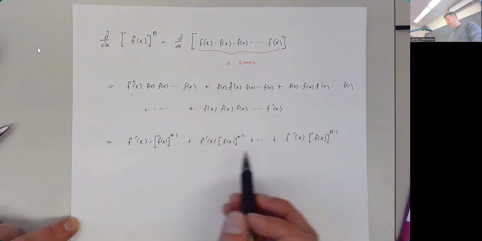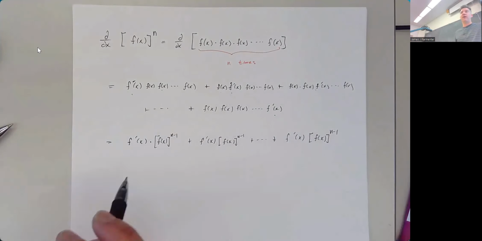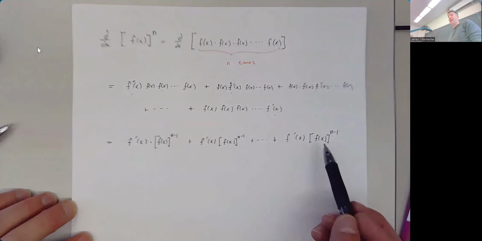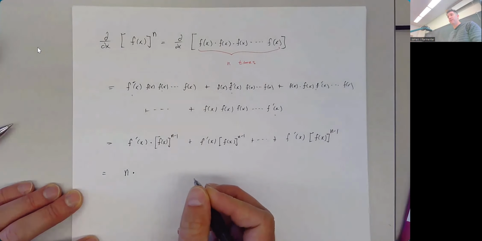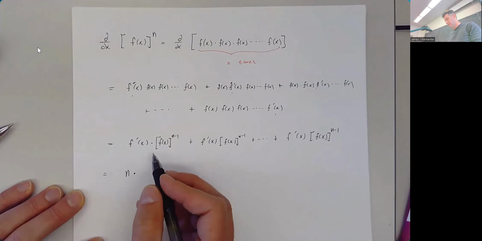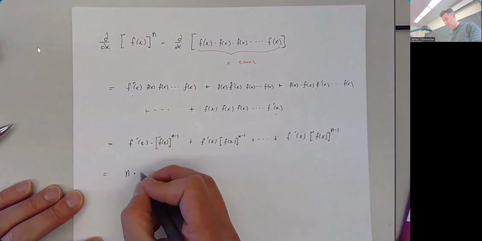If I have n of the same thing added up, like if I had 5 plus 5 plus 5 plus 5, if I have four 5s added together, it's just 4 times 5. If I have something plus something plus something plus something n times, I really have n times that something. I'm going to change the order so it looks nicer. Instead of writing this times this, I'm going to write this first.